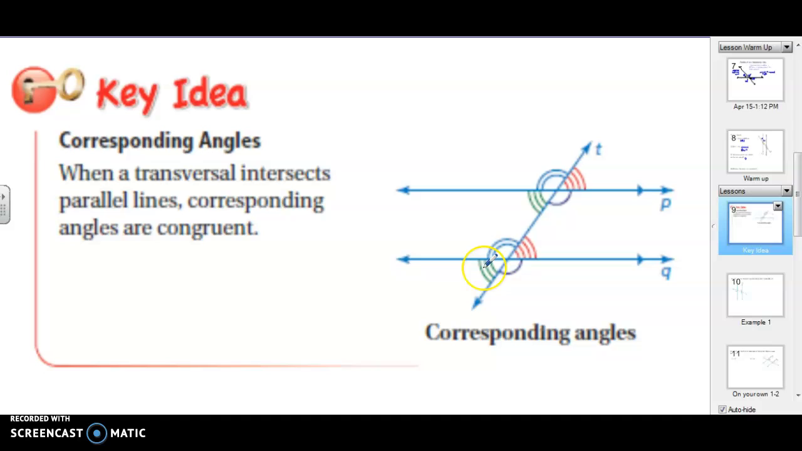The bottom left with the bottom left. So those will have the same exact measure. Now, this angle and this angle will also have the same measure, so you're only going to have 2 angle measures as we said before, but it's a way of helping us find missing angle measures. So when they're in the same position out of the 4, they're called corresponding angles.